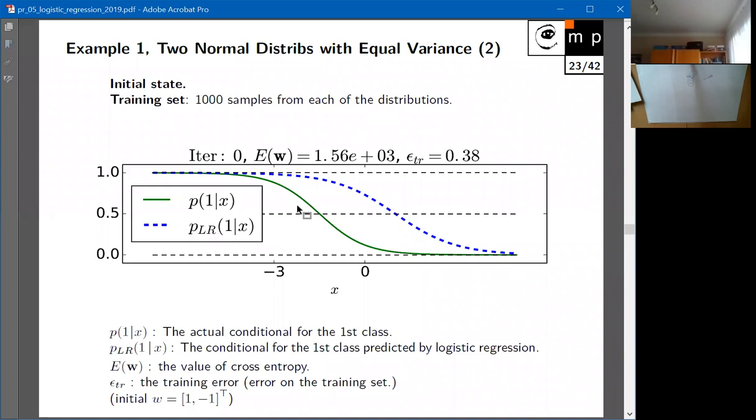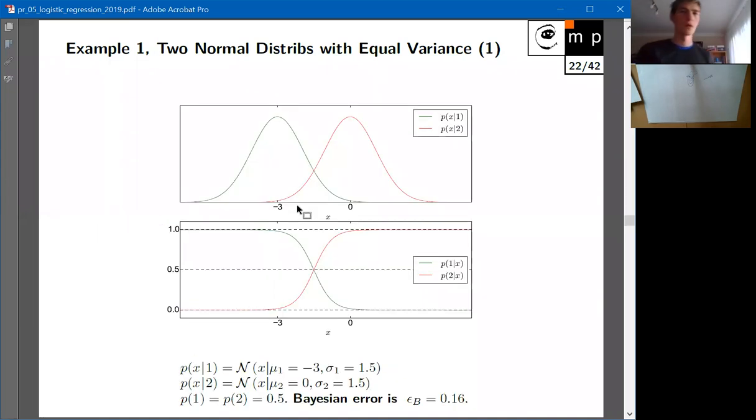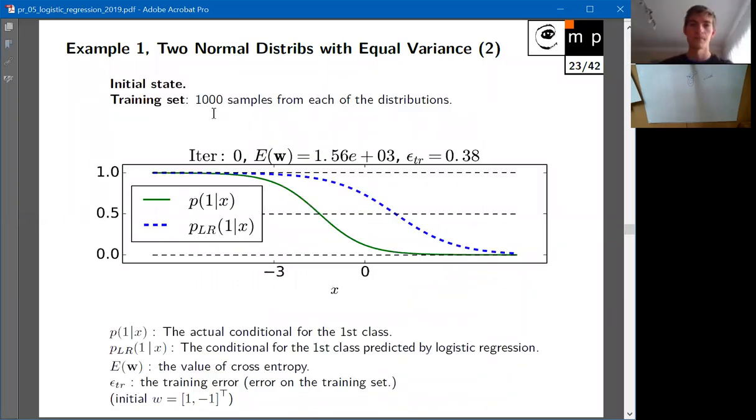So let's go. We are gods here. We know the models. Normally, when you are doing machine learning applications, you do not know the model, but here we know the model. So let's test logistic regression. Let's generate 1,000 samples from each of the distributions. So we have 2,000 samples in our training set, and let's start.